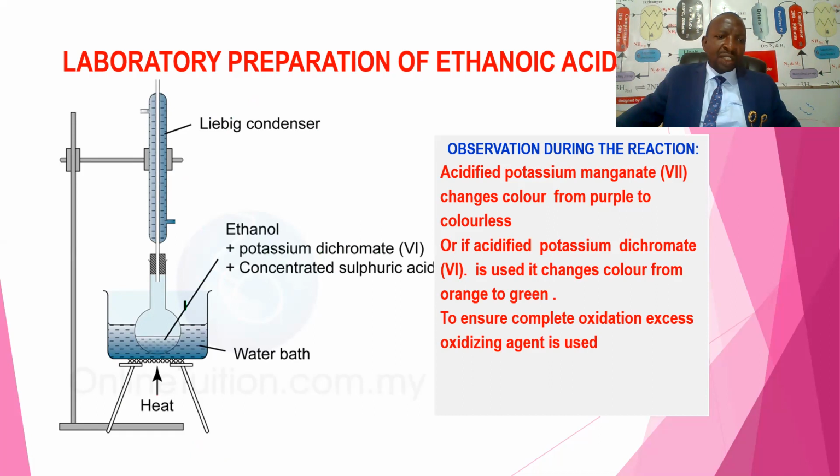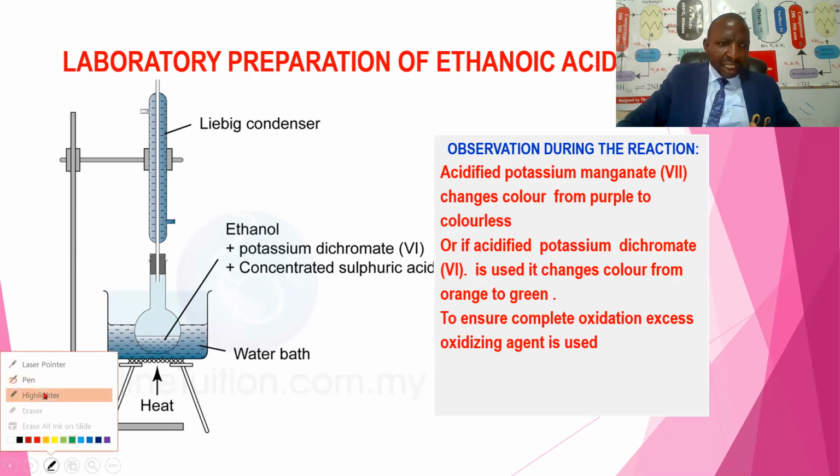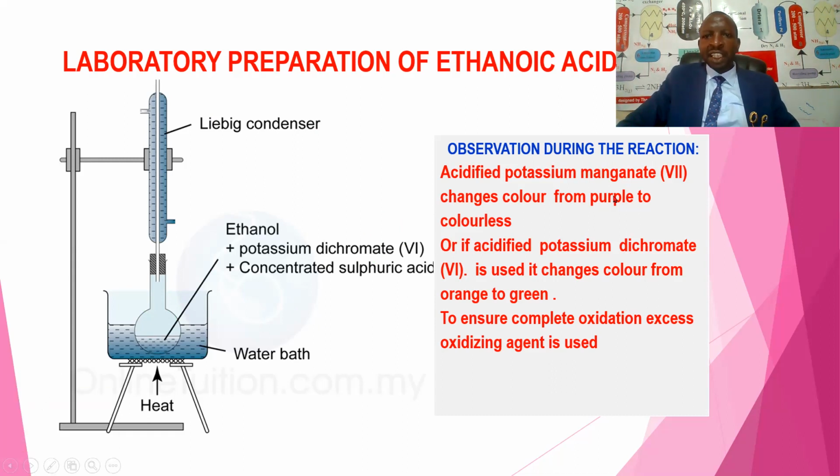Once these are mixed and warmed, we have the reflux mixture, which contains the ethanol and the ethanoic acid. The ethanol has been converted to ethanoic acid. And to make sure that no ethanol remains, we normally use excess oxidizing agent. So the observation during the reaction: the acidified potassium manganate 7 changes color from purple to colorless, or if acidified potassium dichromate 6 is used, it changes color from orange to green. To ensure complete oxidation, excess oxidizing agent is used.